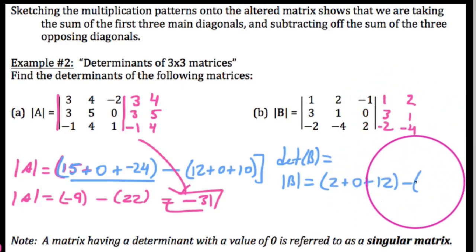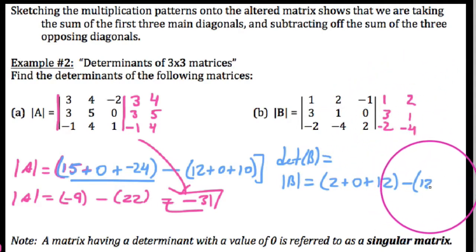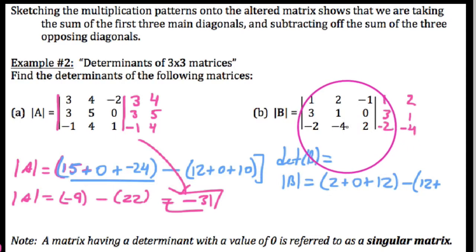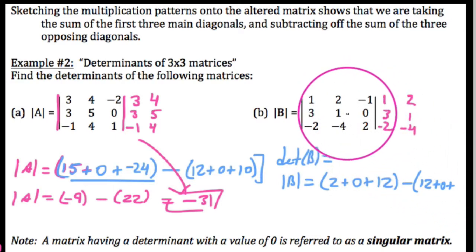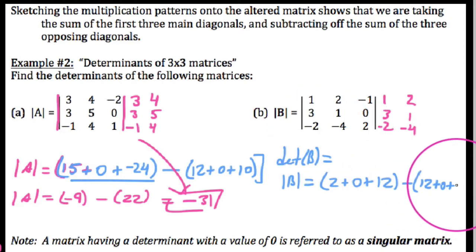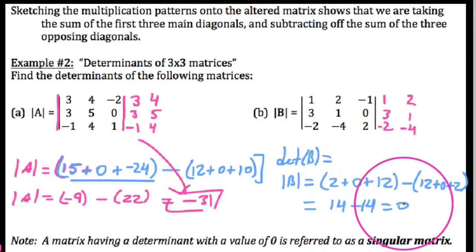All of this now minus, now we'll go the other way, 2 times 3 times 2, which is 4 times 3, which is 12, plus 1 times 0 times negative 4 is 0, plus negative 1 times positive 1 is negative 1, times the negative 2 is a 2, so we get this right here. So in this case, we get the determinant to come out to be 14 minus 14, which equals 0.